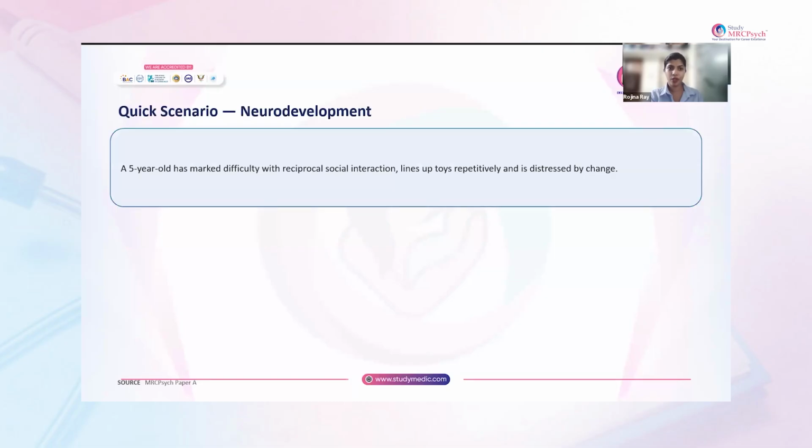Now there is a quick scenario for you. A 5-year-old child has marked difficulty with reciprocal social interaction, lines up toys repetitively, and is distressed by change. So has difficulty adapting or has a strong adherence to routines. That's why the child is distressed by change. Has peculiar interest and repetitive behavior. And reciprocal social interaction is difficult. So this classically describes a picture of autism spectrum disorder.